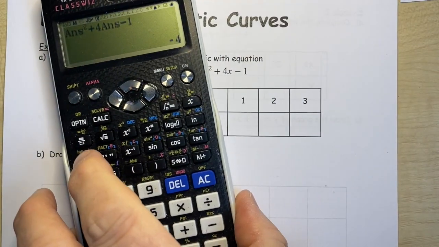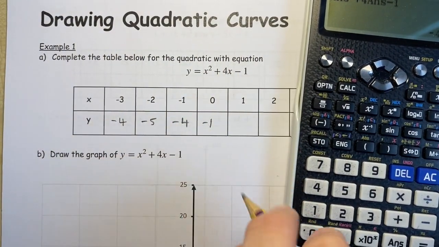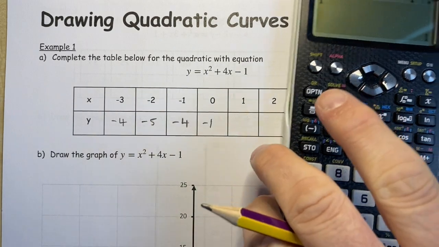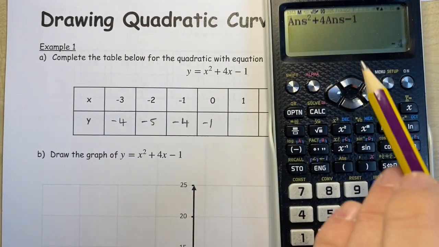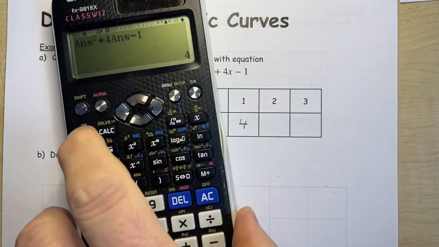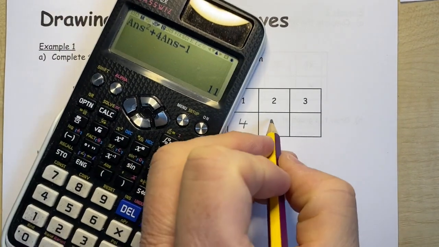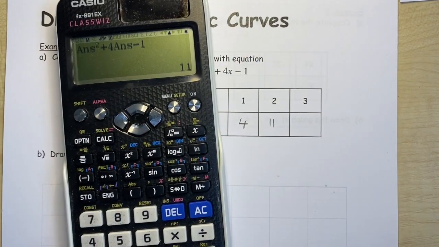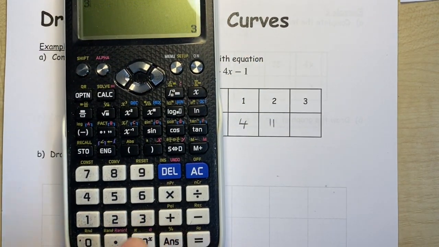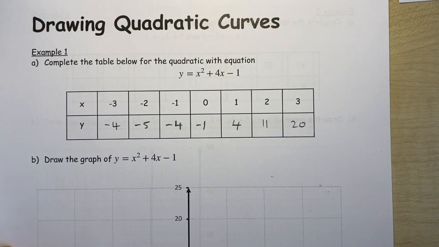I do the same for 1, so now I don't need to type in the negative, there's no negative numbers here, so I just have to press 1 and equals. Again, if I do arrow up, I get the equation coming up, press equals, and I get 4. Do the same for 2, so 2 and equals, arrow up, press equals, and I come out with 11. And finally for 3, so 3 and equals, arrow up, press equals, out comes 20. So we have got all the coordinates that we need.